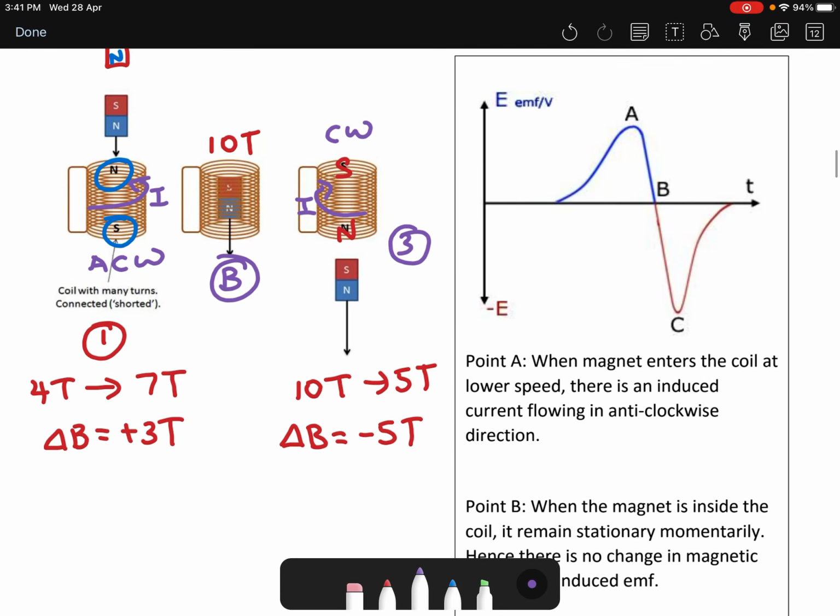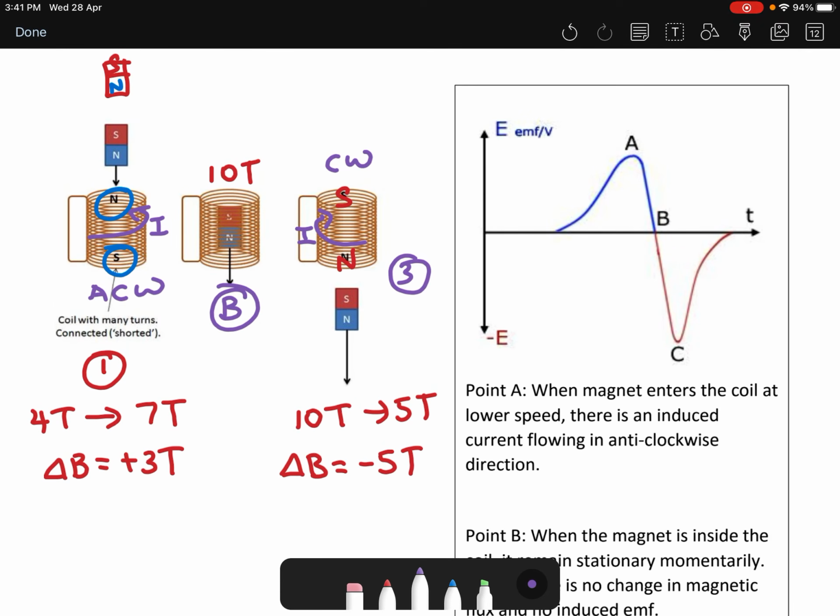Now look at this EMF graph. When the magnet just goes in, the induced EMF will be in this particular direction. This is the positive part, which will be your anti-clockwise direction. At point B, there will be no induced EMF momentarily, just for a very short while, maybe 10 to the negative 9 seconds. Then after that, when it comes out, the current will flow in the clockwise direction.